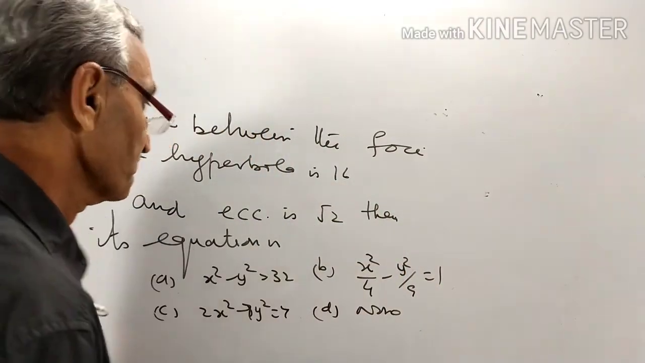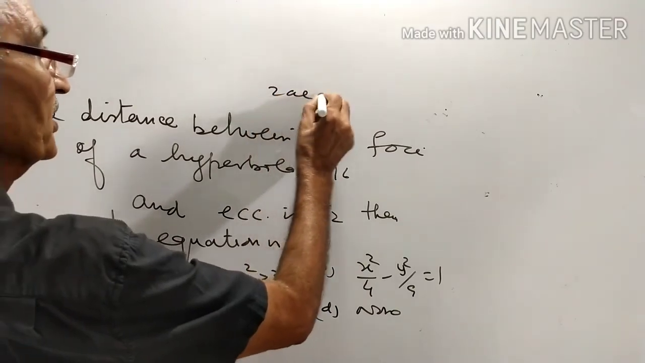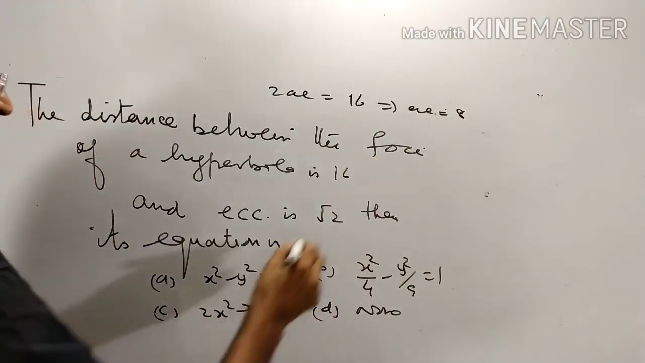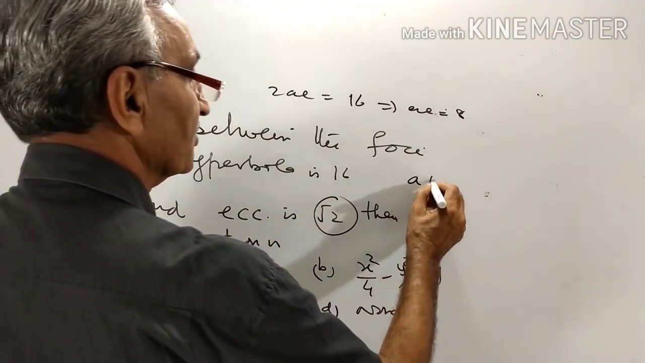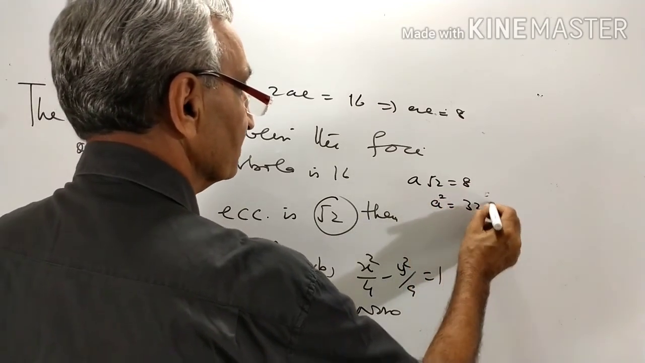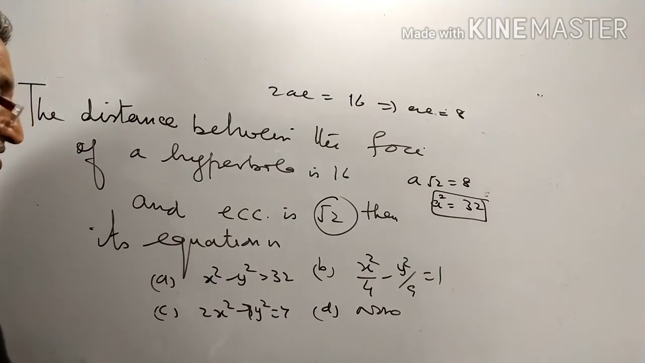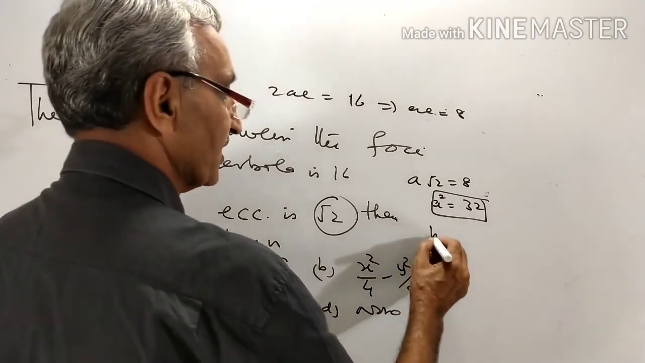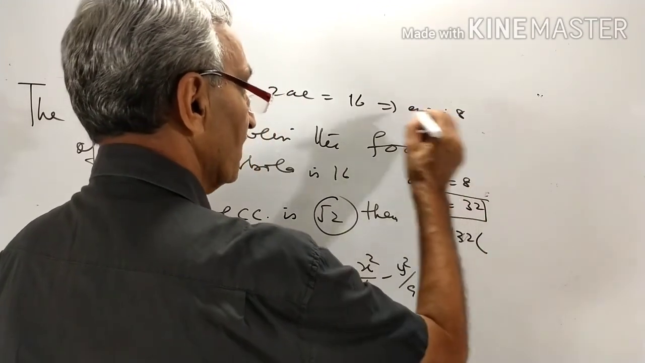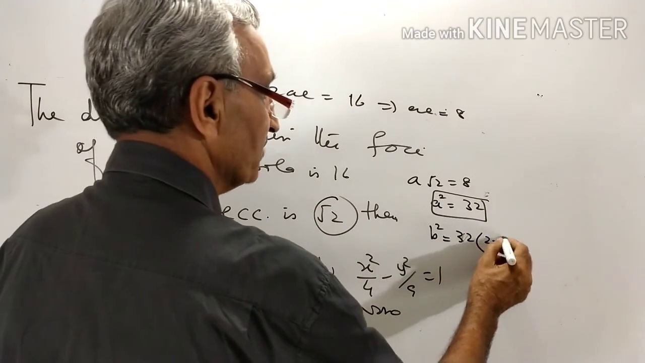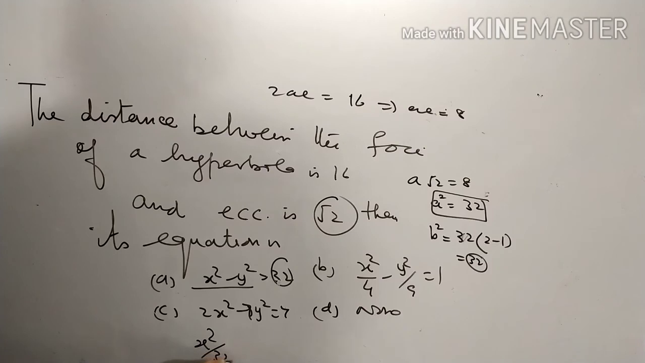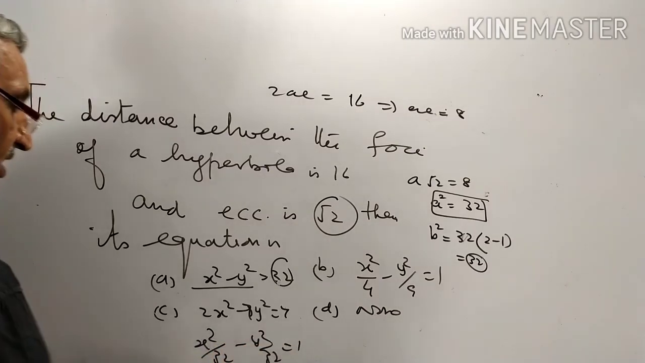My last question then. The distance between two foci is equal to 2ae, as we have discussed, it is equal to 16, therefore ae is equal to 8. e is equal to under root 2, a into under root 2 is equal to 8, therefore a square is equal to 32. What is b square? b square is equal to a square into e square minus 1, e is equal to under root 2, so 2 minus 1 is 1, again 32. Well, friend, this is the question. X square upon 32 and y square upon 32 is equal to 1, and so A is the answer.